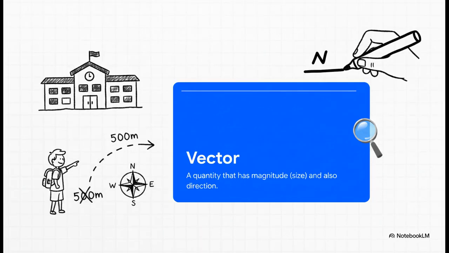But think about it. What if you want to give a friend directions to meet you at that school? If you just say, hey, walk 500 meters, that doesn't really help. They could end up half a kilometer in the completely wrong direction. You need a vector. A vector adds a specific direction to that magnitude, like saying, walk 500 meters east. And notice that whenever we write a vector symbol in physics, we place a little arrow directly above it. That's just to remind ourselves that yes, direction absolutely matters here.